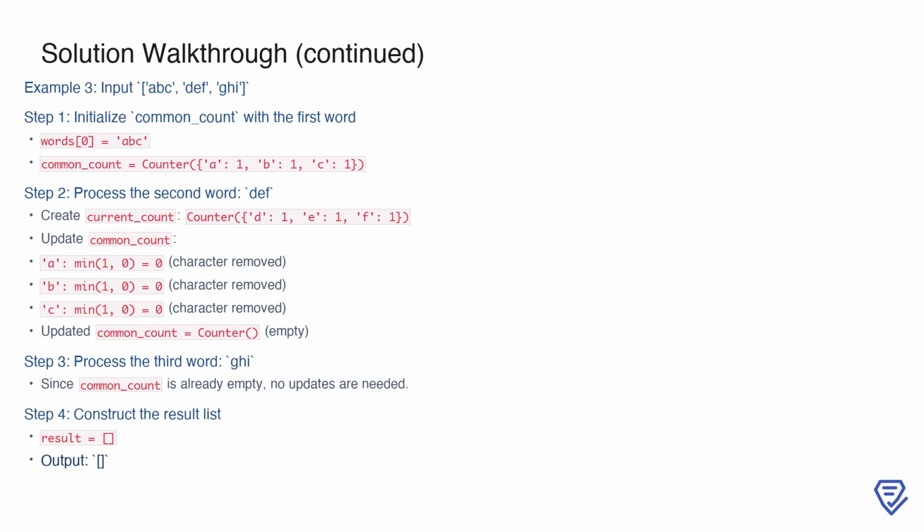When updating common_count, we see that none of the characters in ABC appear in def. As a result, the counts for A, B, and C drop to 0, leaving us with an empty common_count. Lastly, we consider the third word, GHI. Since common_count is already empty, no updates are needed. The result list is constructed as empty, leading to the output.